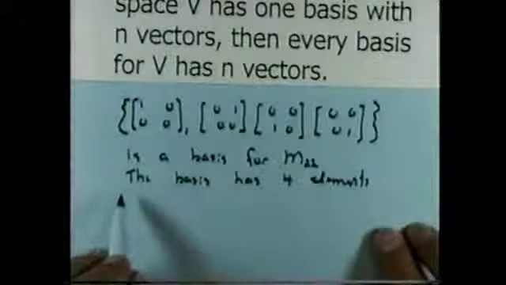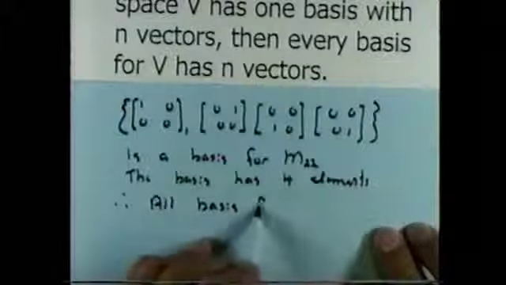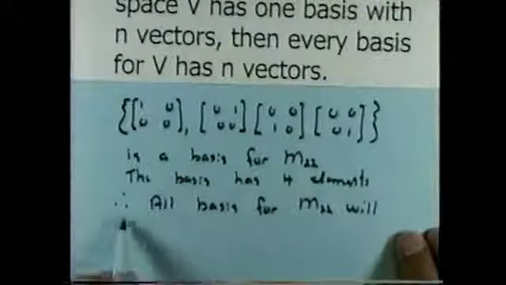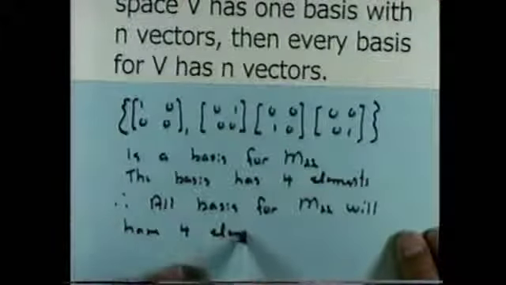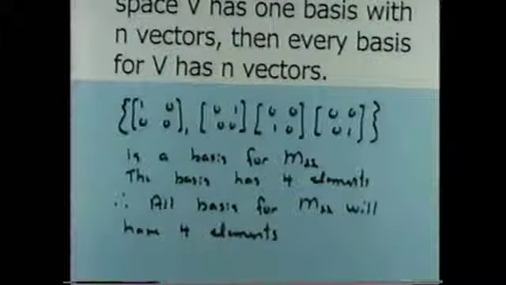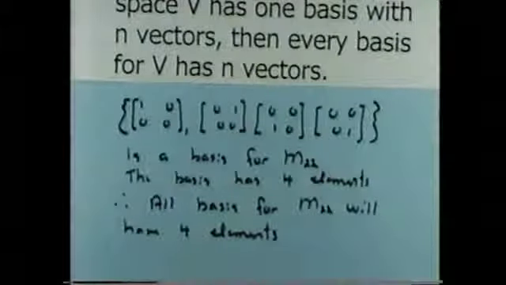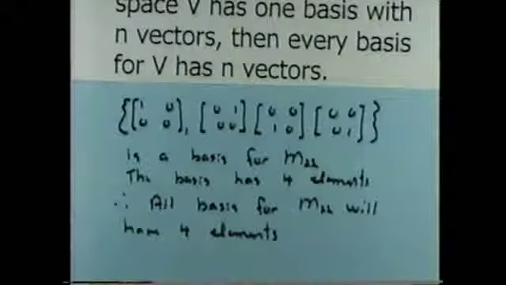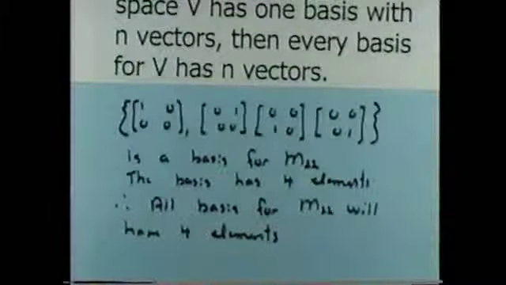What this theorem tells you then is all bases for M22 will have four elements. The set we checked in the previous example only had two elements. Since it only had two elements, it couldn't possibly have been a basis. It didn't have enough elements. So if I find one basis that has four elements, then I know that all bases must have four elements.